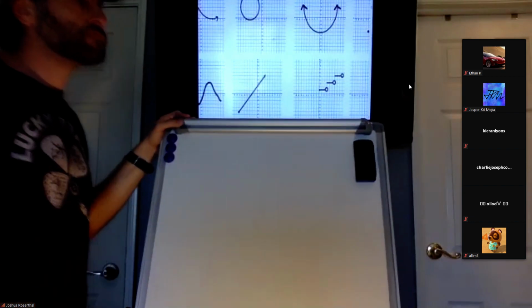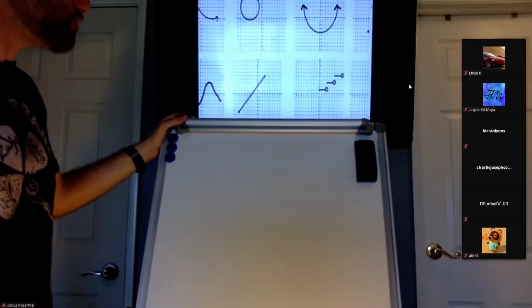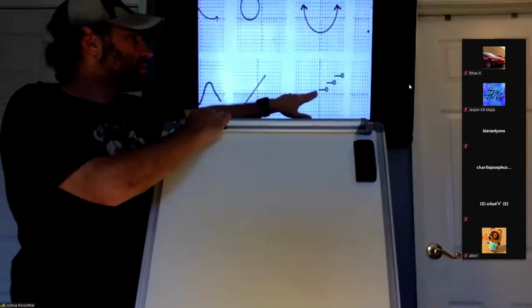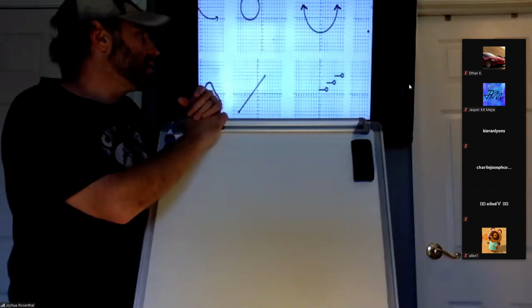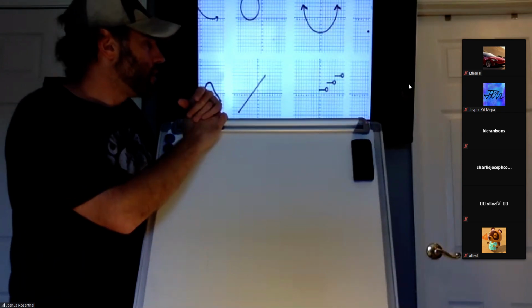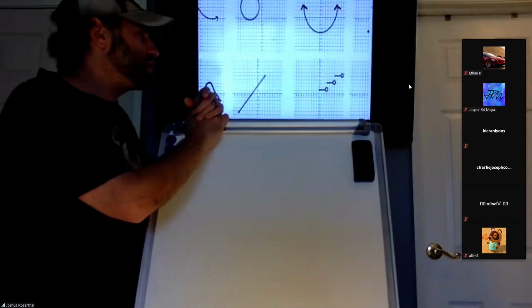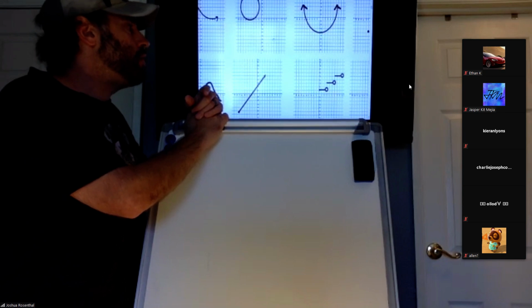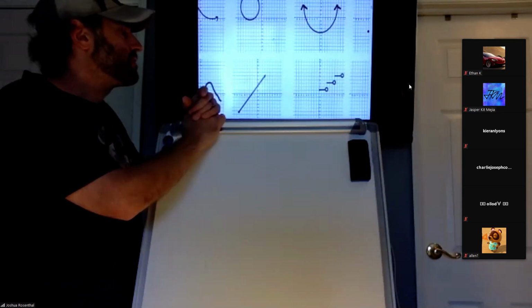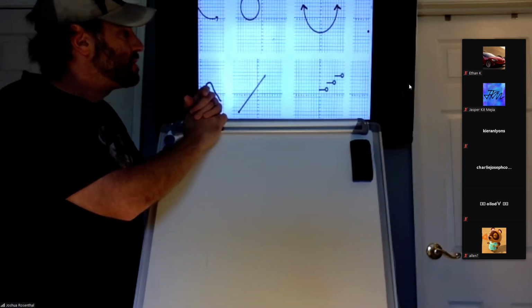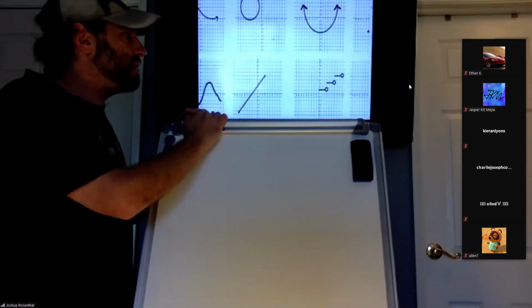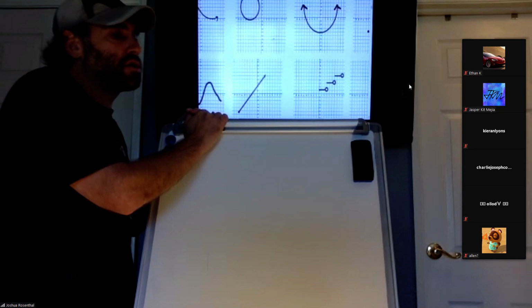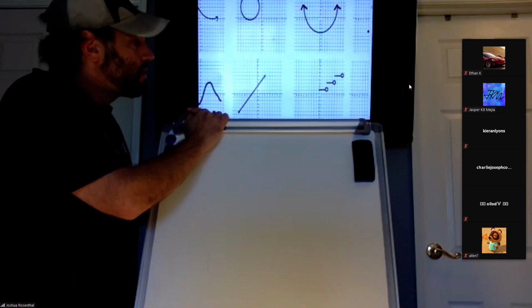All right. This one, anybody remember what this one's called? It's what it looks like. A step. It's a step function. Okay, so it's a function if there is no point above another point or below another point. Is this one a step function? Or is it an imposter? It just looks like one.